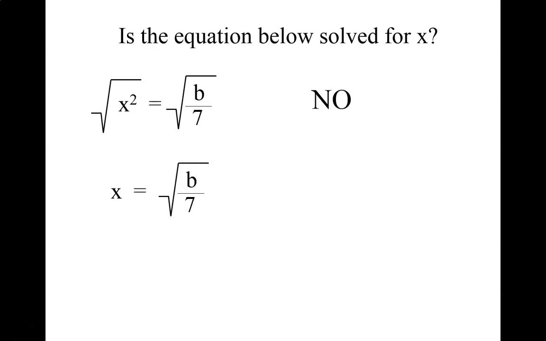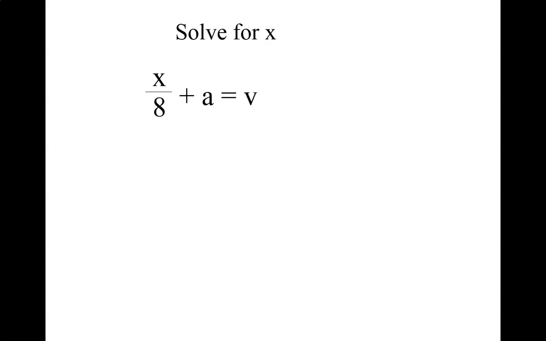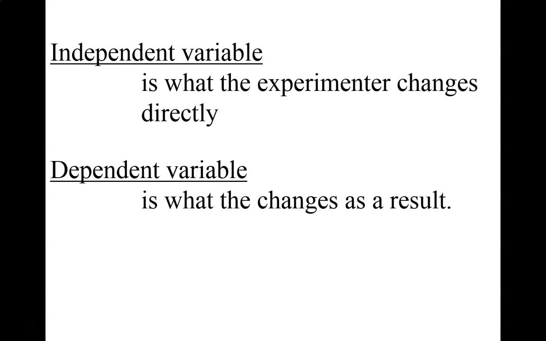So now this equation, is this solved for x? X squared equals b over 7. No. If the variable you're looking for is squared, you need to do the inverse of squaring, and that is the square root, and take the square root of both sides, and you get x equals the root of b over 7. We're going to skip these.